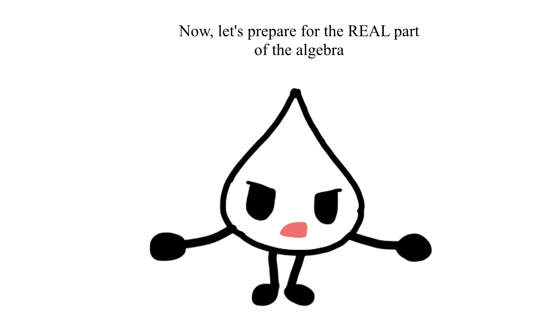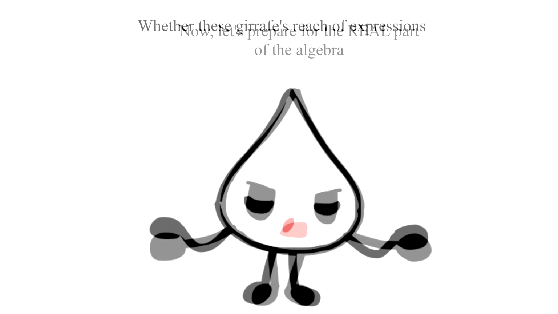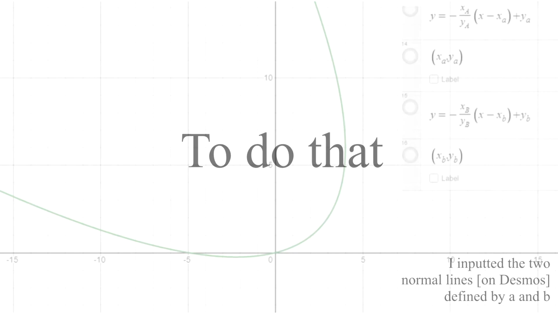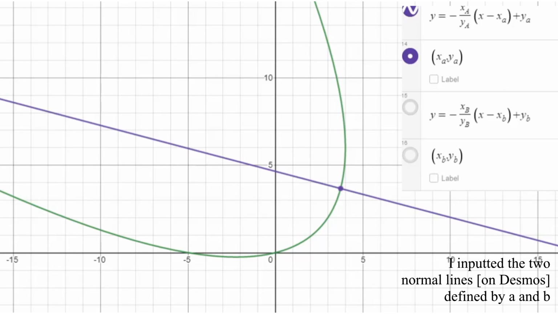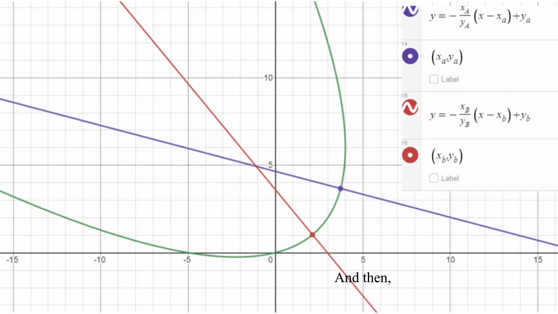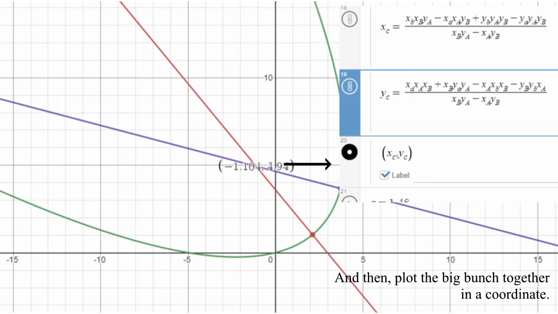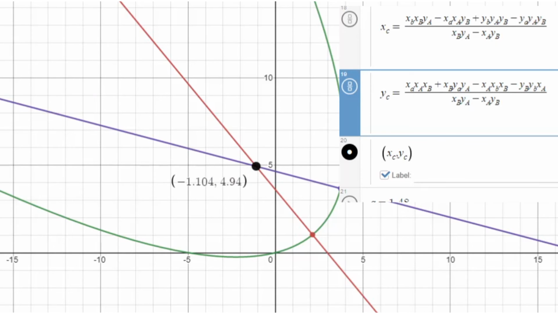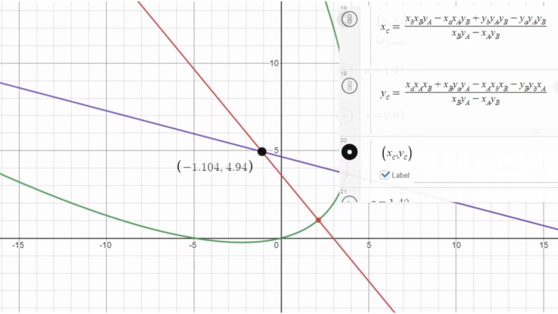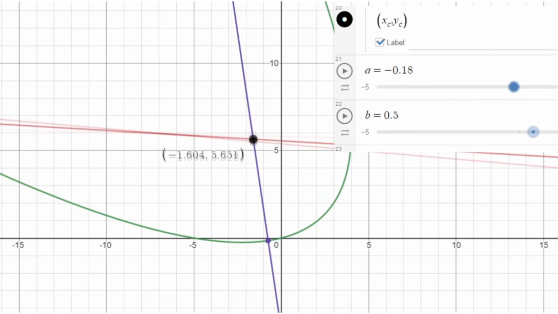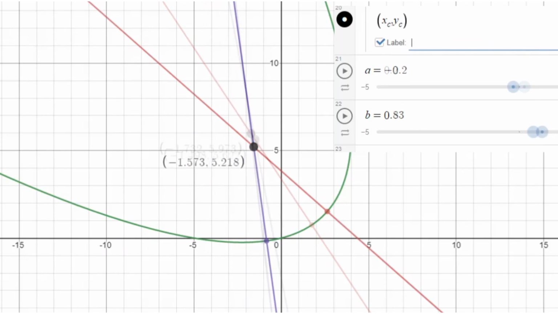Okay, now let us prepare for the real part of the algebra, whether this giraffe's reach of expressions are correct or not. To do that, I inputted the 2 normal lines defined by a and b, and then plot the big bunch together in a coordinate, and then... oh? Okay, what if we play around with a and b? Oh, turns out the x and y expression we got are correct.